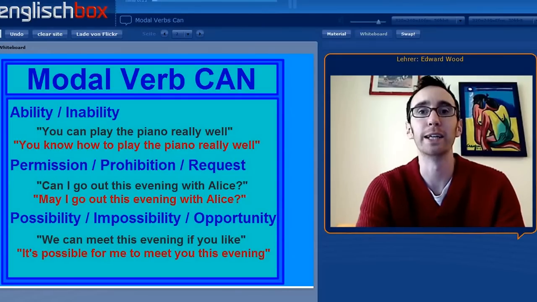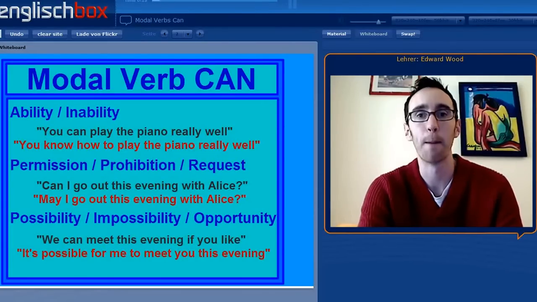Today I'm going to talk about the modal verb can. Now can be used in a variety of different situations. We can use it to express ability and inability. We can use it to express permission and prohibition. And we can also use it to express possibility and impossibility. So let's first of all look at ability and inability.